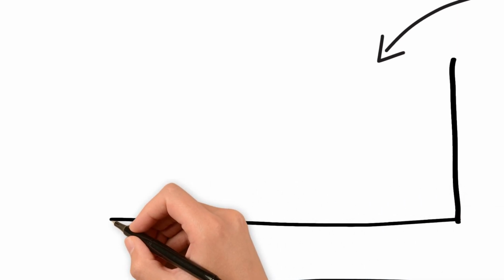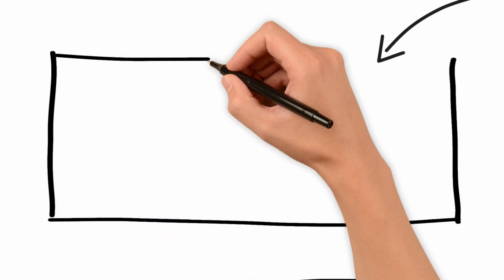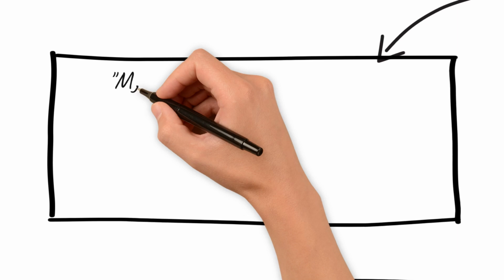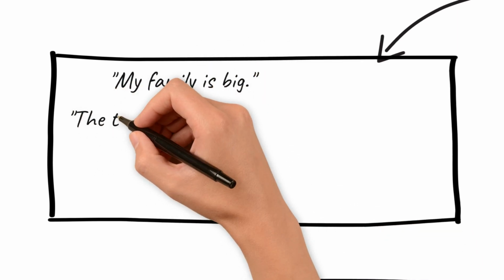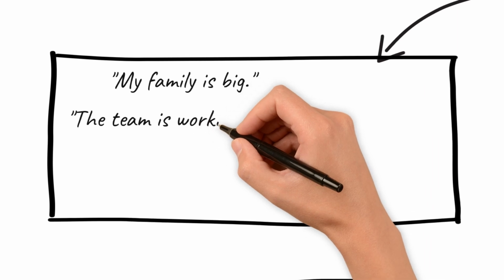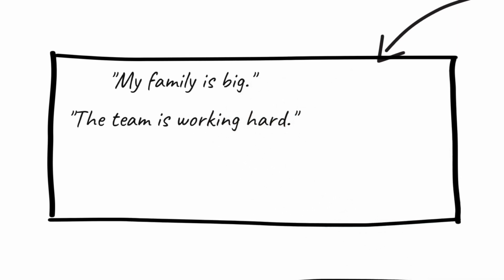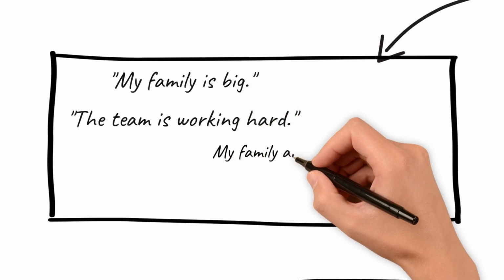Finally, we have collective nouns, which refer to a group of people or things, like family, team, staff, or police. When talking about the group as a whole, we use a singular verb. My family is big. Additional example. The team is working hard.